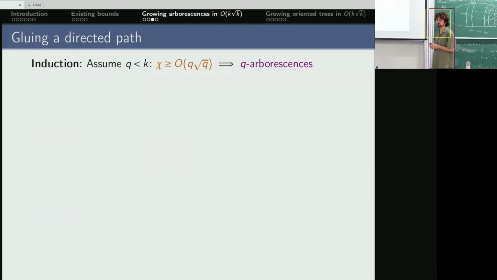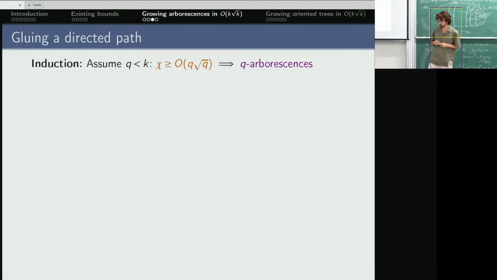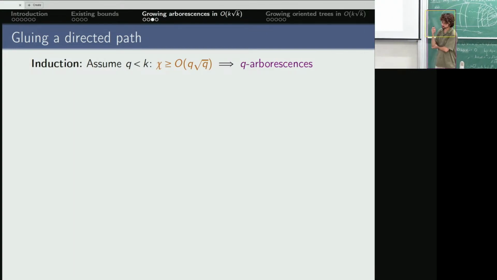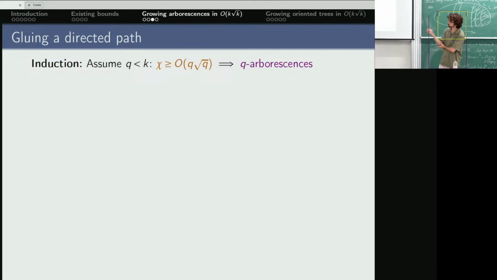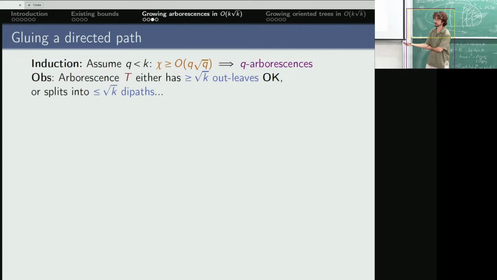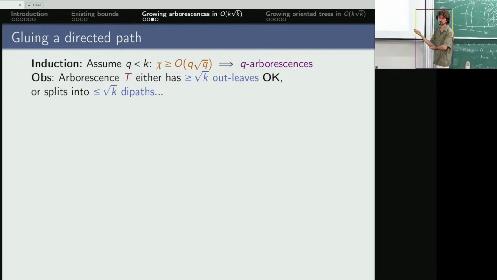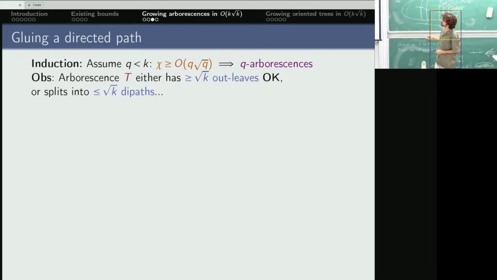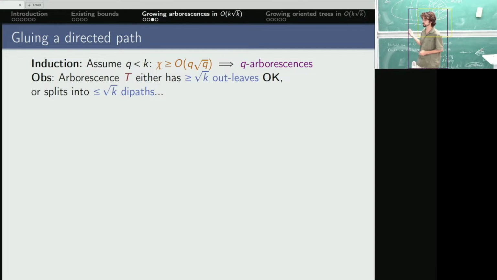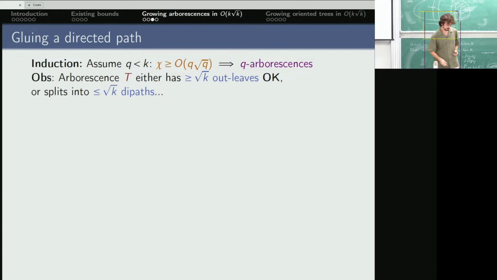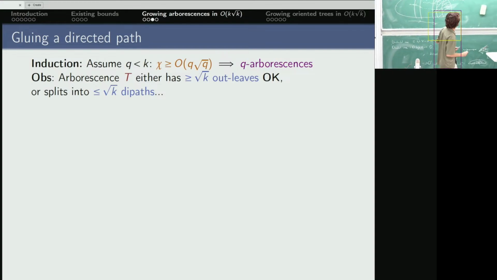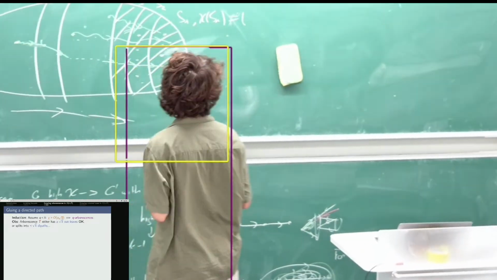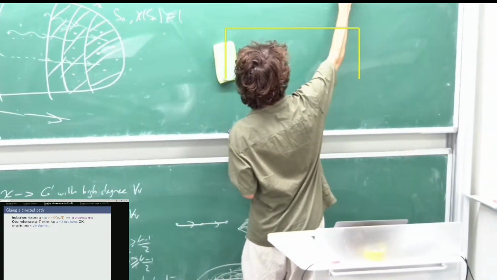Again, I assume by induction I have my q square root of q bound for all subtrees of T, for all arborescences. And now I'm in the case where I don't have many out leaves. What happens when I don't have many out leaves? Actually, I can split T into fewer than square root of k directed paths. And this is pretty easy to see. I will do a quick sketch on the board. Sorry, I skipped it. So say I have my arborescence.